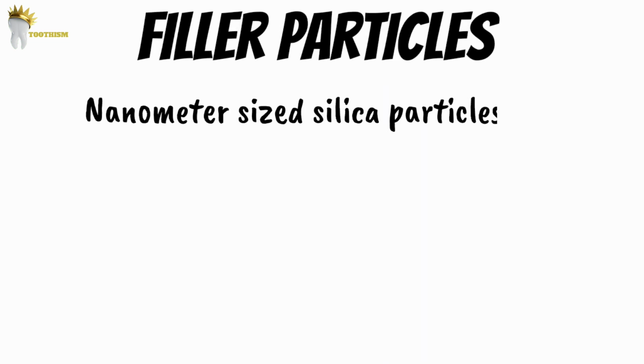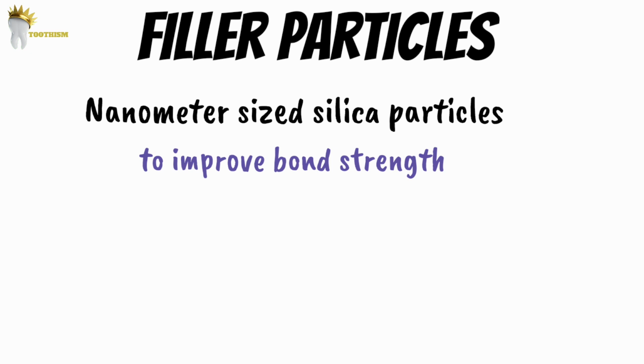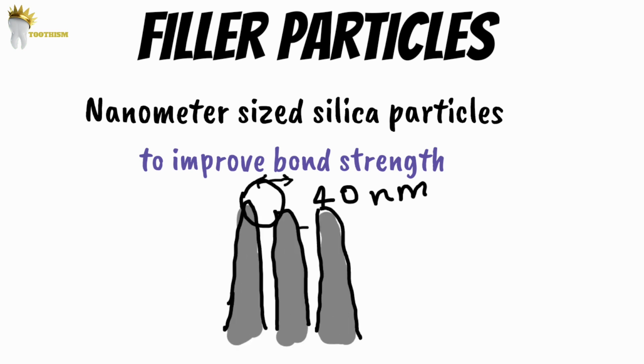Filler particles. Nanometer-sized silica particles have been added to some adhesives to reinforce the adhesive and thereby produce higher bond strength. But the size of filler particles is approximately 40 nanometers and the interfibrillar space of the collagen network is 20 nanometers. So it's not clear whether these fillers can actually penetrate into the demineralized collagen network.